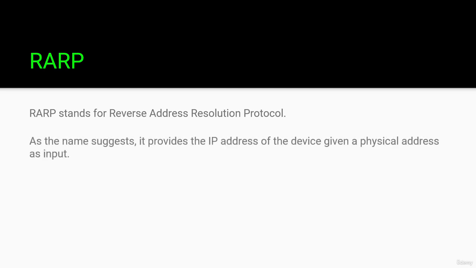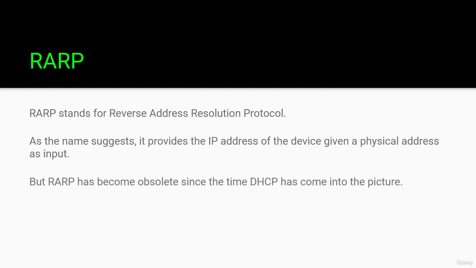On the other hand, we have RARP, which stands for Reverse Address Resolution Protocol, and as the name suggests, it provides the IP address of the device given a physical address as input. But RARP has become obsolete since DHCP came into the picture. DHCP, the Dynamic Host Configuration Protocol, we will talk about it, no worries. It is responsible for automatically assigning IP addresses to the devices over the network.